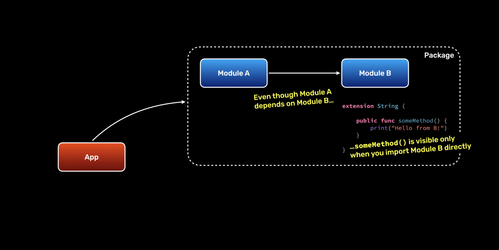At this point, if you want to use that string extension, you have to import the specific module where it's defined and do so in the specific source file when you want to call it. For instance, if the method you need exists only in module B, then you have to import module B directly. Even though module A depends on module B, importing module A won't make the method visible.